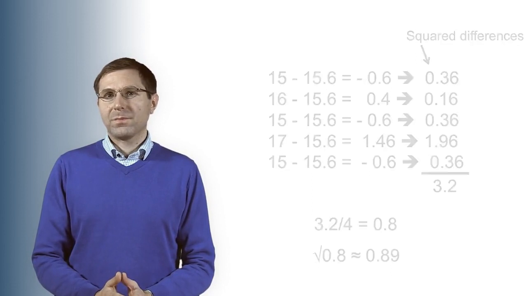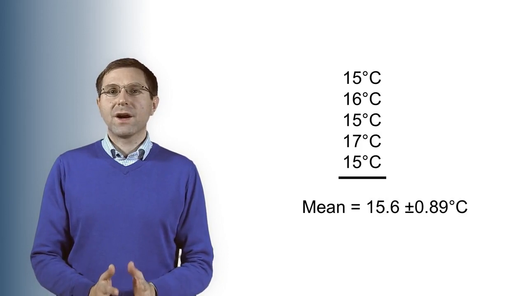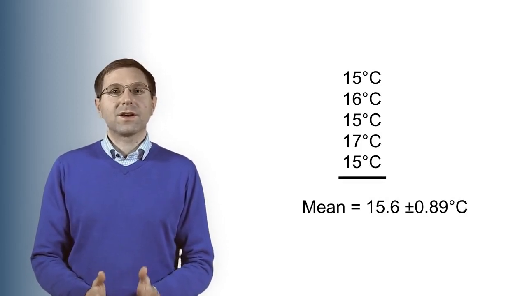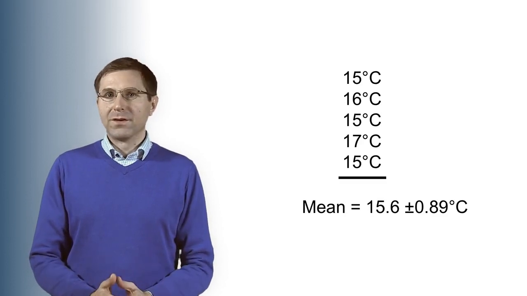Very often, the standard deviation is taken as an indicator for uncertainty of our mean value. So coming back to our 5 values, we could write the mean together with the standard deviation in order to indicate how reliable a value is.